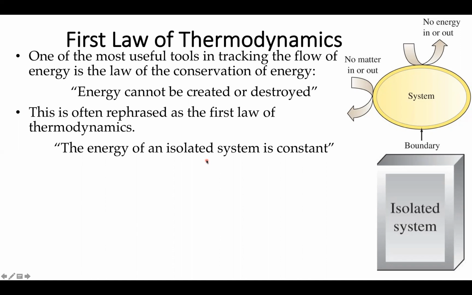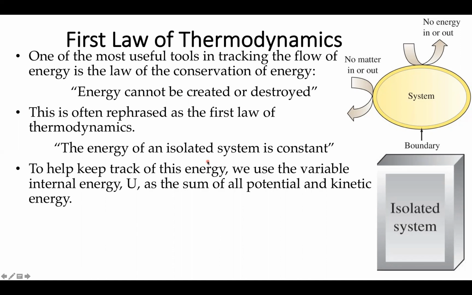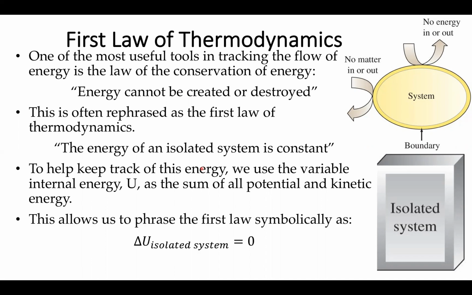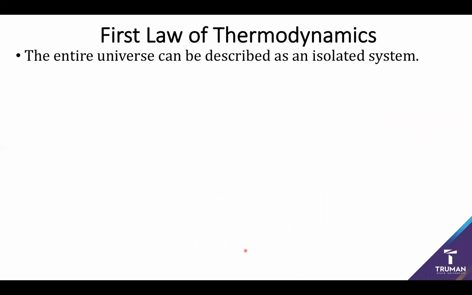Now, we're going to try and keep track of this energy using the variable internal energy. So this is going to be the sum of all potential and all kinetic energy. And as such, what this lets us do is mathematically restate the first law as the change in energy for an isolated system equals 0. And we're going to go ahead and start from here. And this is one of the reasons why isolated systems matter so very much, is because they let us track this change in energy.